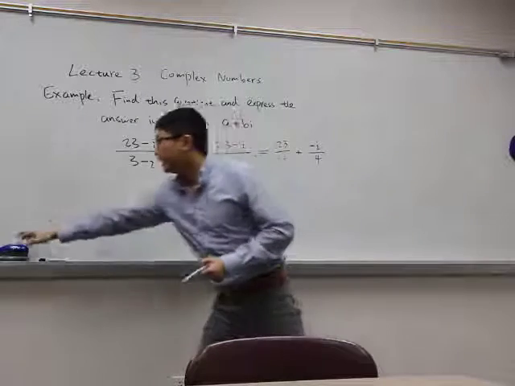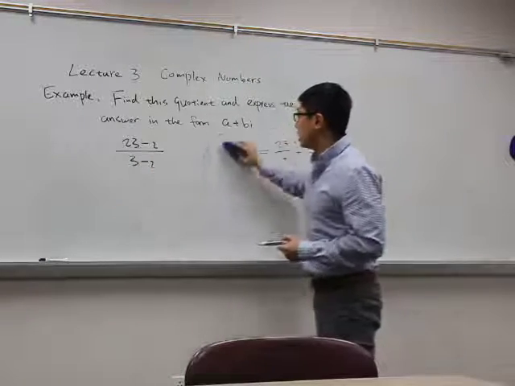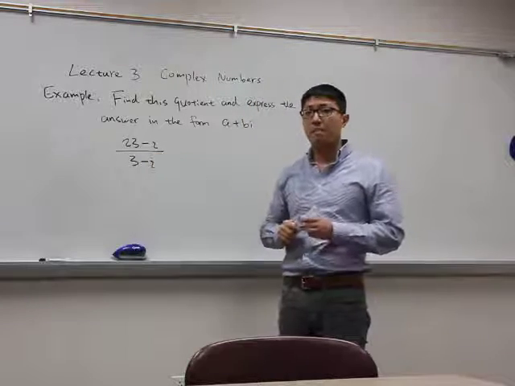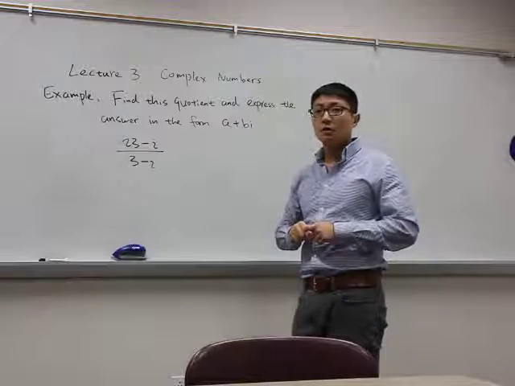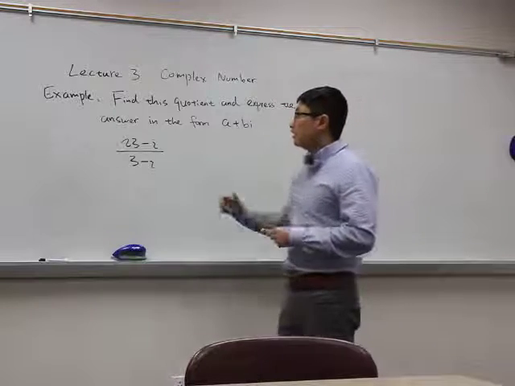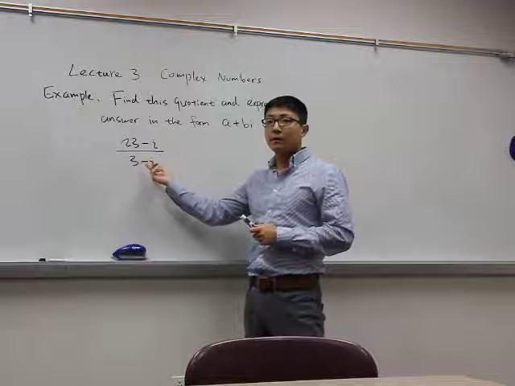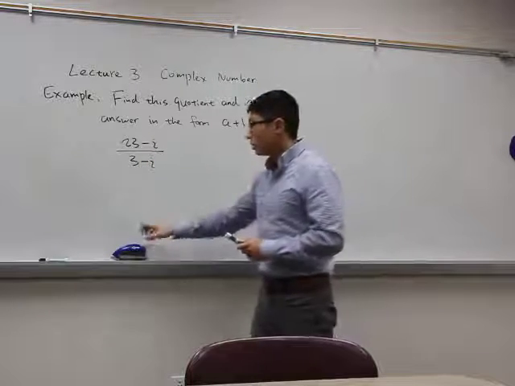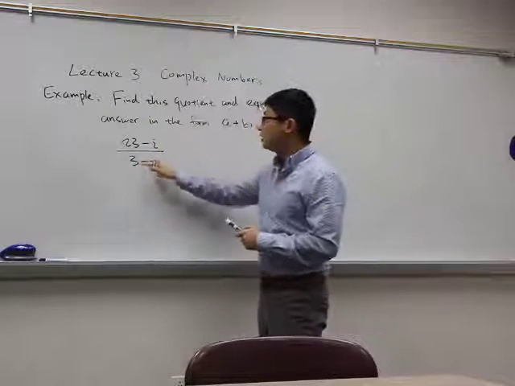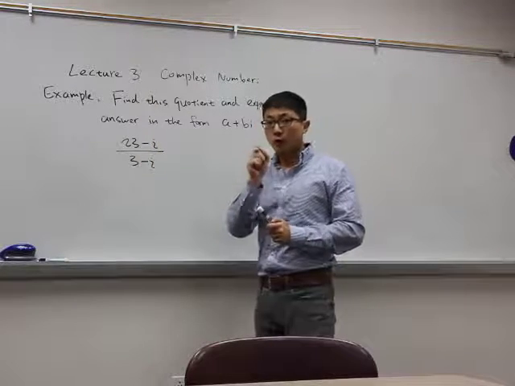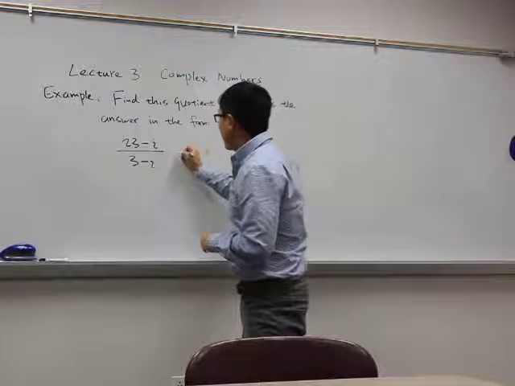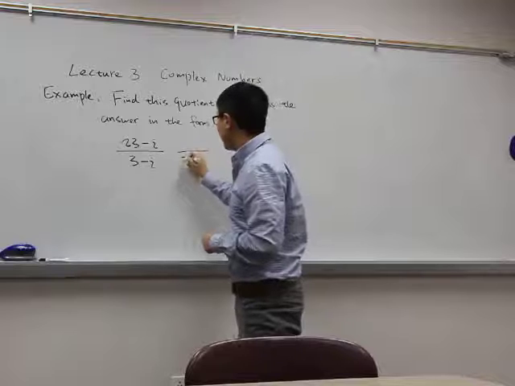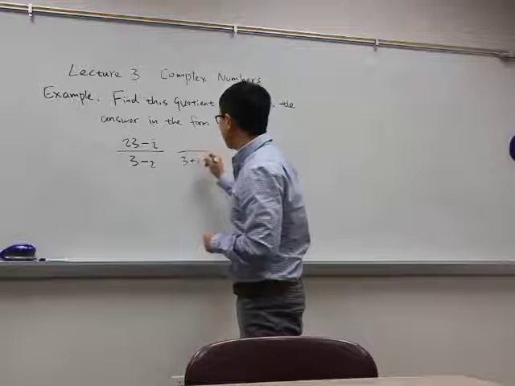But the difficulty here is the denominator is not a real number. It is a complex number. So what are we going to do? Because we know the product of a complex number and its conjugate is going to be a real number, right? So this tells me to change the denominator into a real number, I have to multiply this denominator by its conjugate, which is 3 plus i.